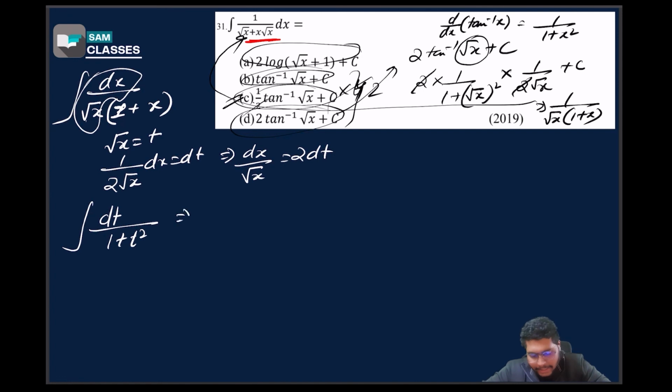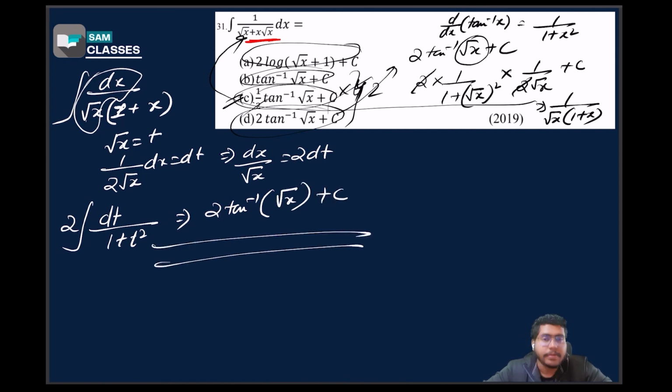Now see, that is directly tan inverse. And I already have 2. So 2 tan inverse t is what? Root x plus c. That's it. So I can go by this also. A pretty simple question, which could have been solved in like 30 seconds. Now, since I wanted to explain in a very simple manner, I went slow.